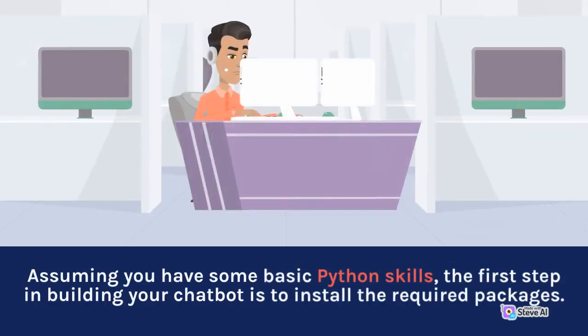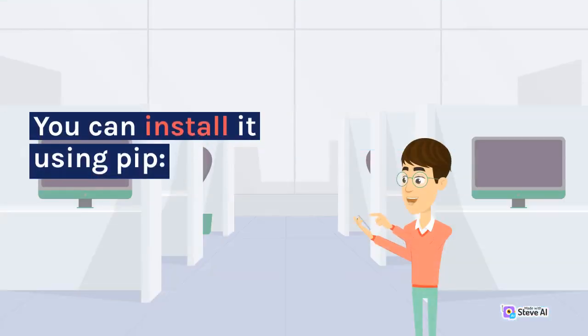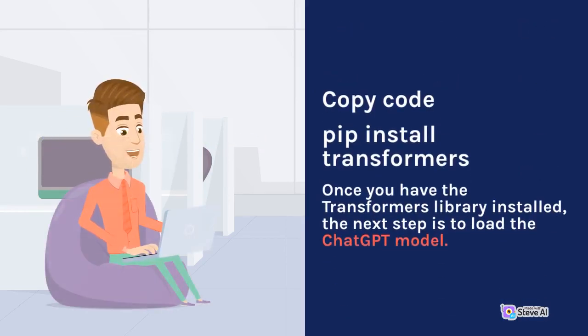Assuming you have some basic Python skills, the first step in building your chatbot is to install the required packages. We'll be using the Hugging Face Transformers library, which is a popular and easy-to-use library for working with language models. You can install it using pip. pip install transformers.